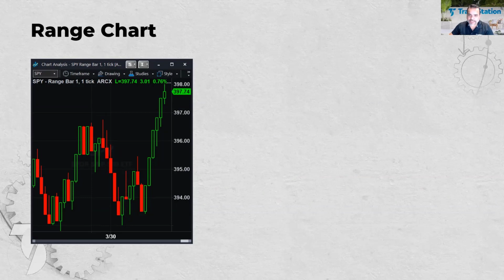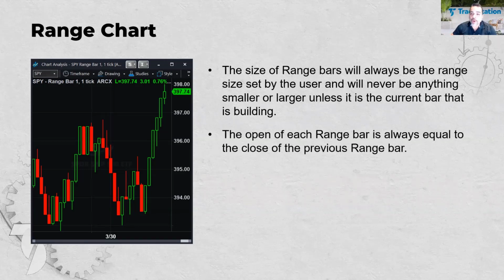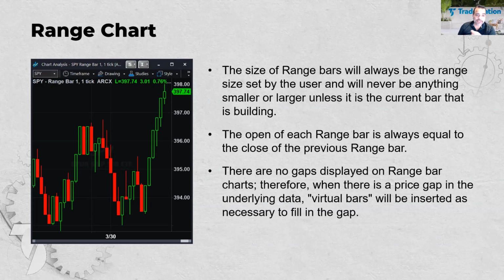Let's go ahead and take a look here at trades. And that's what it says here on the PowerPoint. The size of range bars will always be the range size set by the user and will never be anything smaller or larger unless it is the current bar that is building. Yeah, the current bar, remember that it's real time. So it's going to be definitely smaller than your range. But as soon as it reaches your range, it'll go on to the next one. Okay, the open of each range bar is always equal to the close of the previous range bar. So as soon as you hit that range, then it's going to open up the next one. The closing price of every range bar is not always going to be at the top. It depends on where the bar closes. There are no gaps displayed on a range bar. That's something that you have to remember.